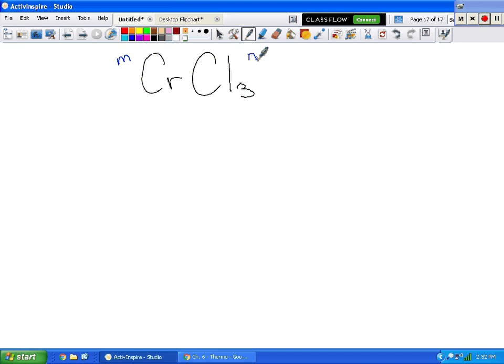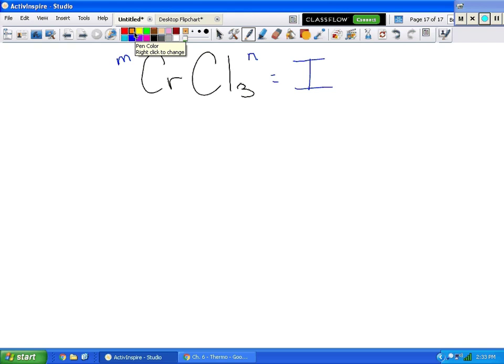The number one thing that you have to do first. What's the first thing you have to identify? If it's ionic or covalent. So, Robin, this is a metal and a non-metal, so what type are we working with? Very good. We're working with ionic, and everyone should know this by this point.